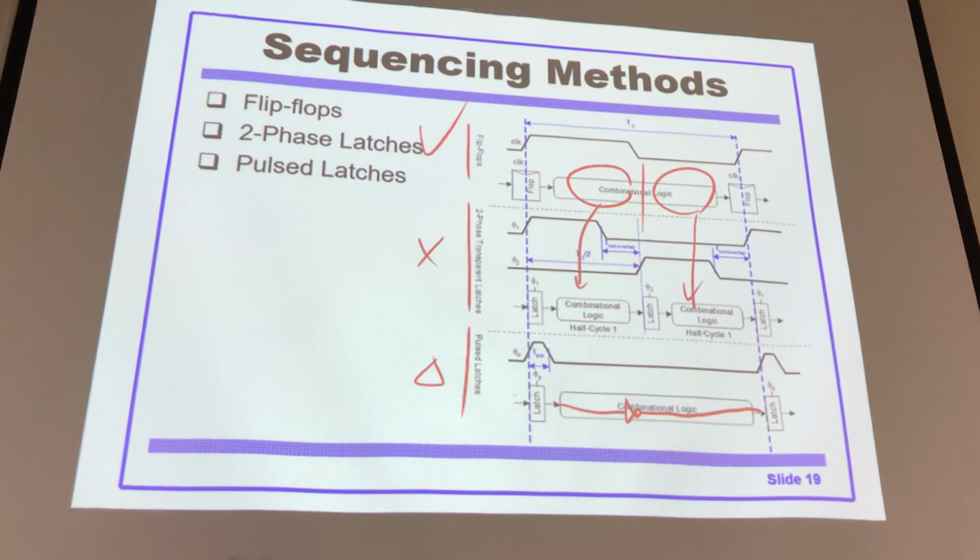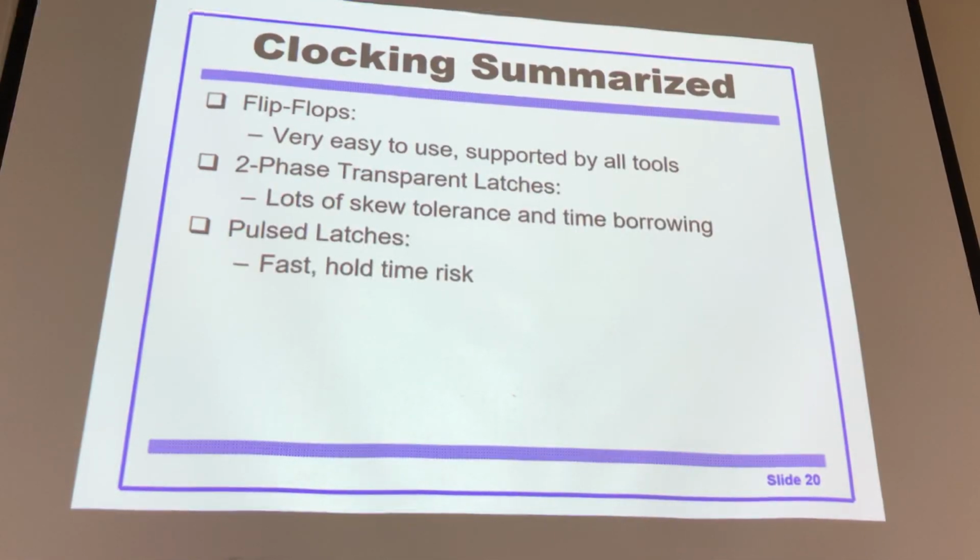All right. I guess we finished this unit. Just to summarize for clocking design: flip-flop is very easy to use and supported by all tools. The most popular one is the flip-flop, static CMOS and also flip-flop. They are very popular. And two-phase transparent latch, two-phase clock, can allow clock skew, but as I mentioned, it's not very popular nowadays. Pulse latch is very fast and very small, but you have to be aware of the hold time risk.